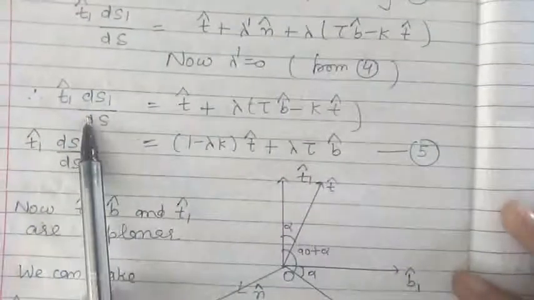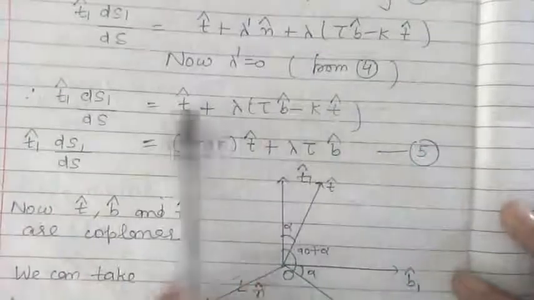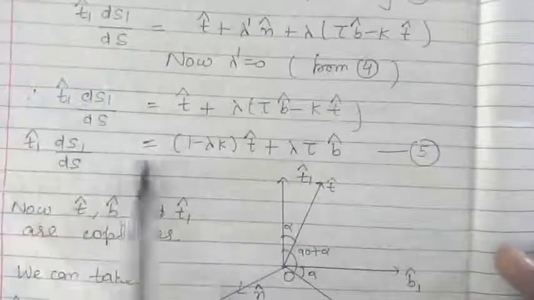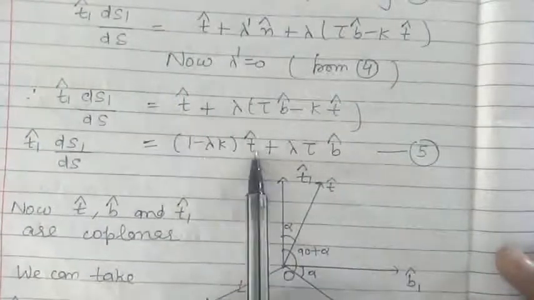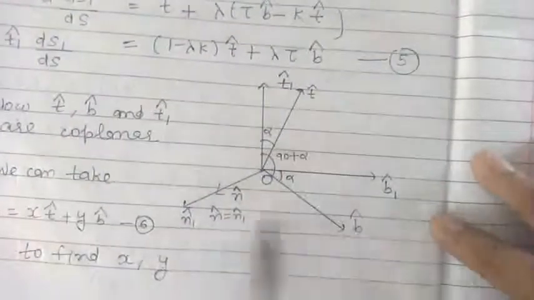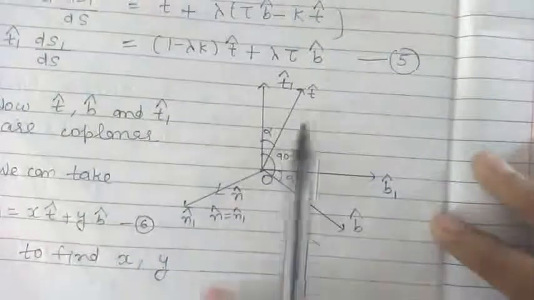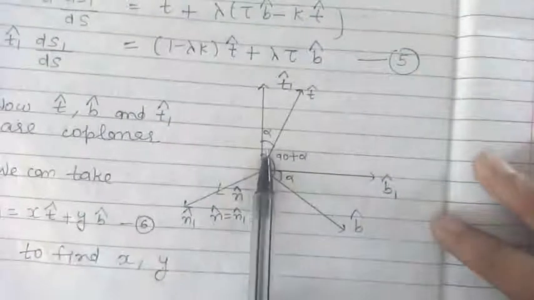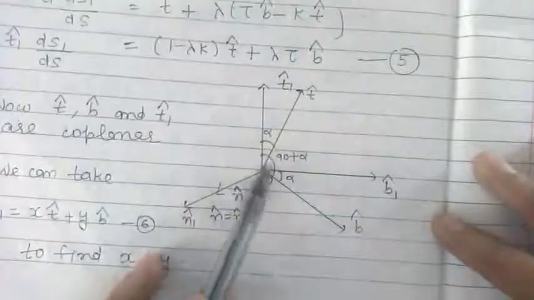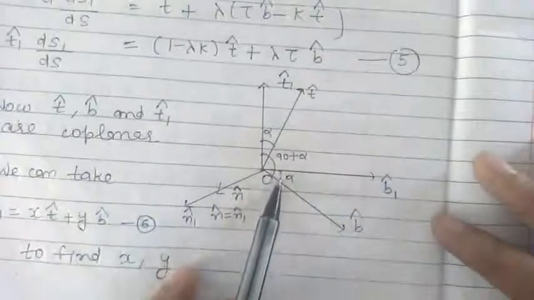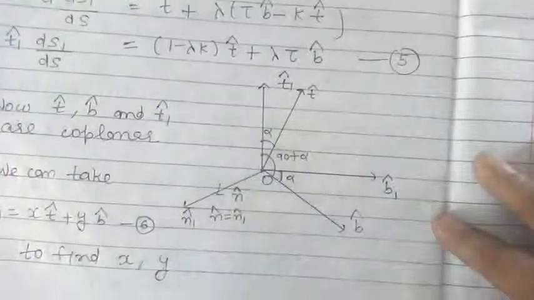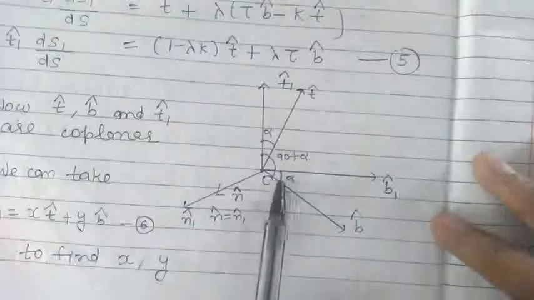Now from here we can combine the terms in T cap. Combining the terms in T cap, we get T1 cap into ds1 by ds is equal to (1 minus lambda k) into T cap plus lambda tau into B cap. Now T cap, B cap and N cap are mutually perpendicular vectors, and the angle between T cap and T1 cap we have taken as alpha. So because this is 90 and this is alpha, the full angle will be 90 plus alpha. Also this angle will be alpha, because the angle between two tangents is the same as the angle between their perpendiculars.